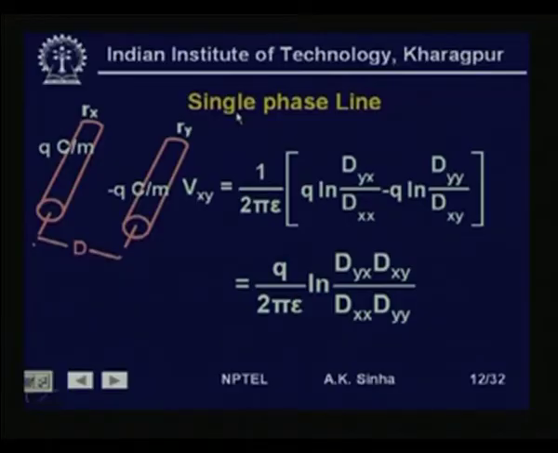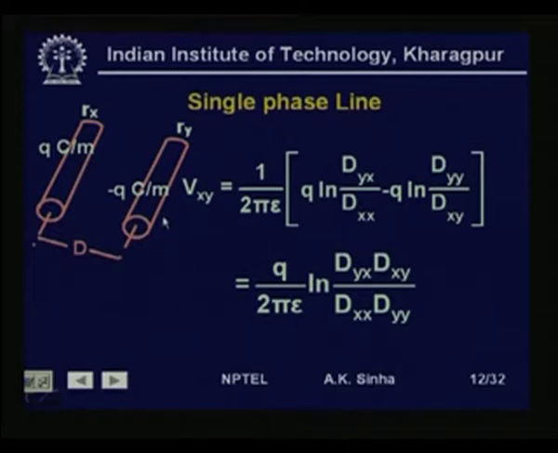Now, let us try to apply this to find out the voltage and then the capacitance of a single phase line. Let us say we have a single phase line with two conductors, conductor x and conductor y. Conductor x has a radius rx and has a charge q coulomb per meter. Conductor y has a radius ry with a charge of minus q coulomb per meter, because conductor y will be the return conductor. So, it will be carrying the return current. So, the charge will be negative of the charge on conductor x.